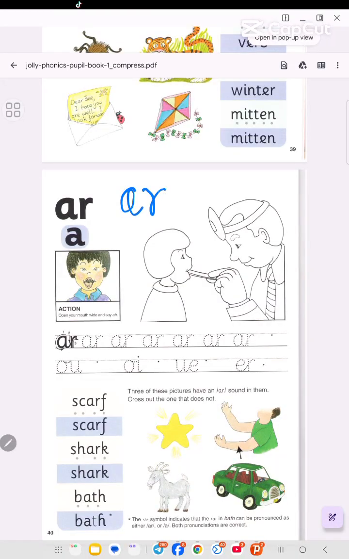Today, A and R come together. How do we pronounce the AR sound? AR makes the sound R.